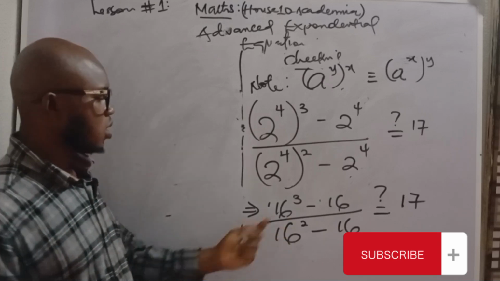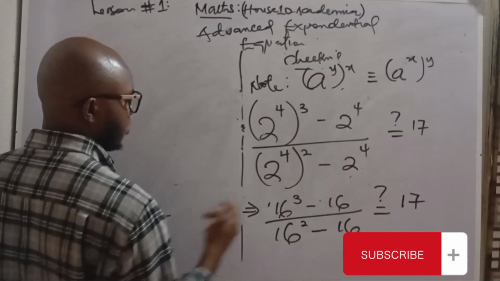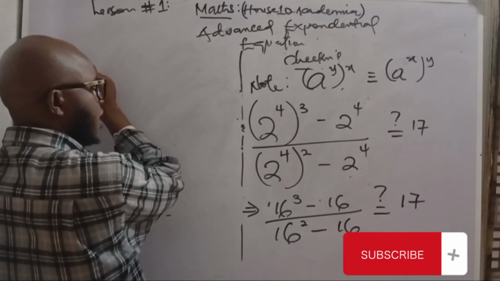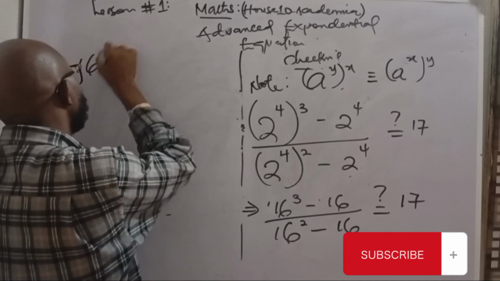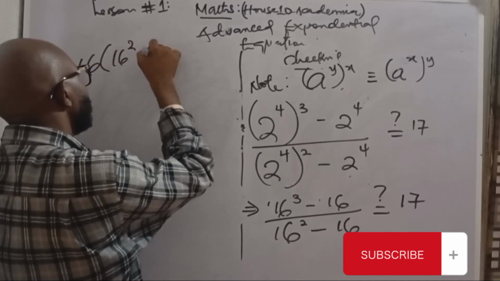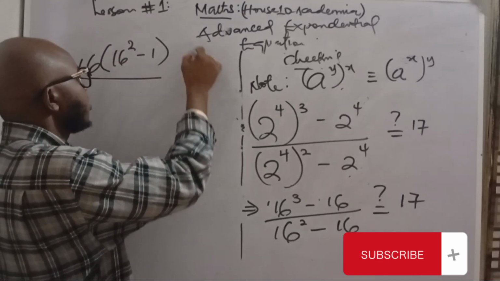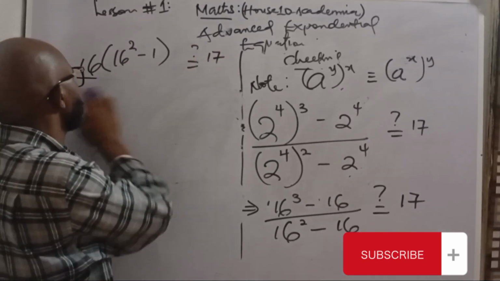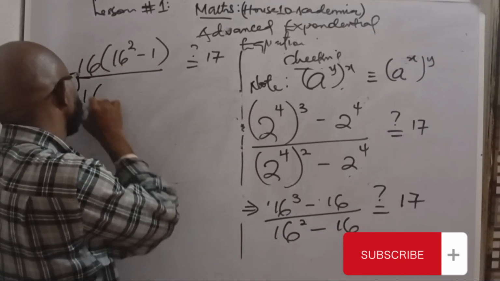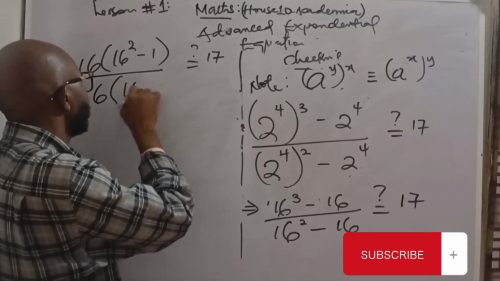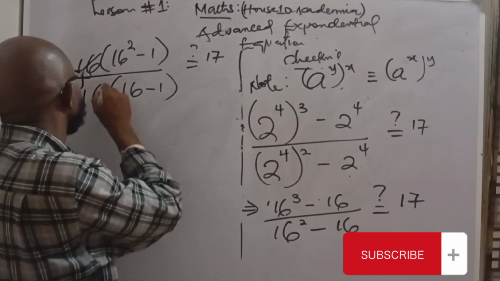Now if you check very well, what I want to do here is factorize. We have 16. What is common here? 16 is here. I have 16 times (16^2 − 1), because if I multiply this by 1, is it equal to 17? That's the argument. Then what is common here? I have 16 times (16 − 1). That's the argument, so I can equally cancel this.